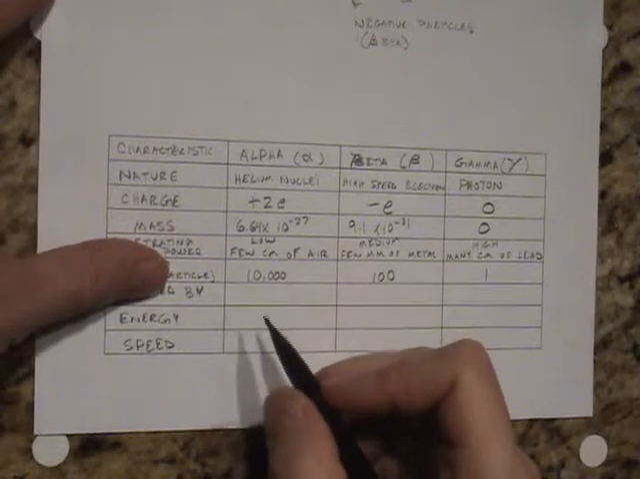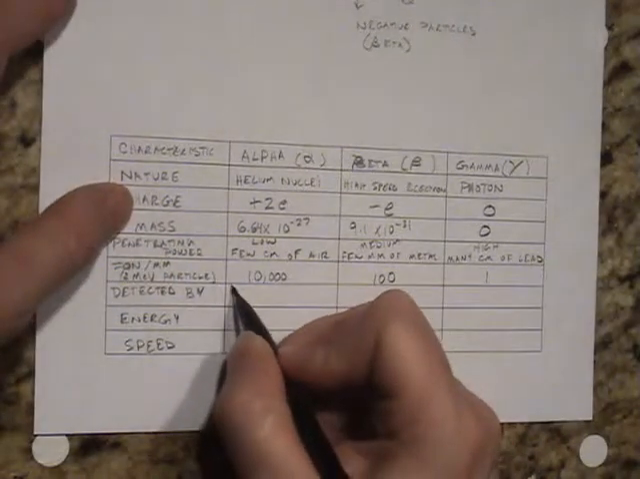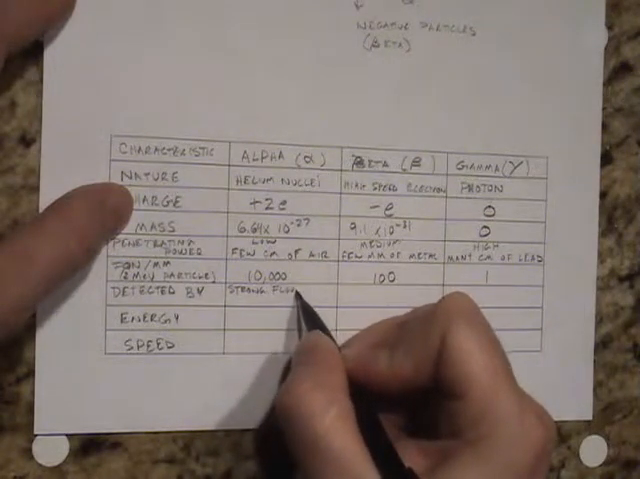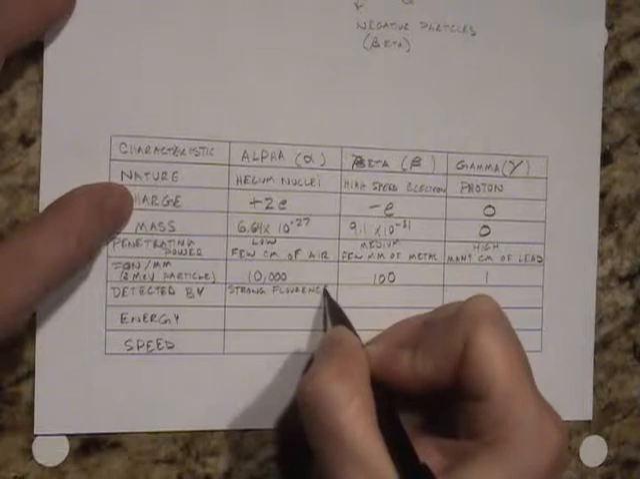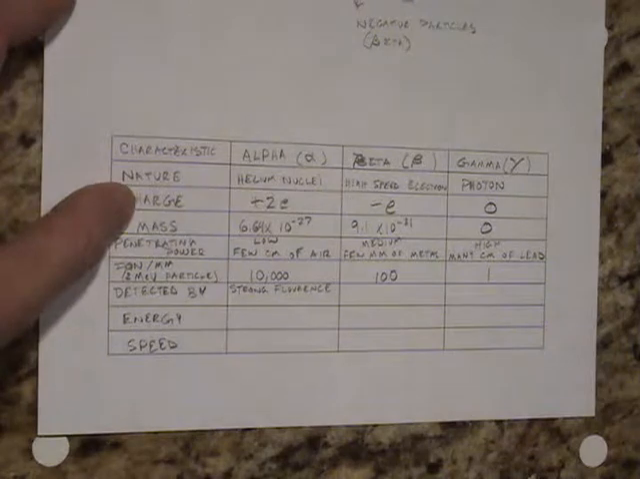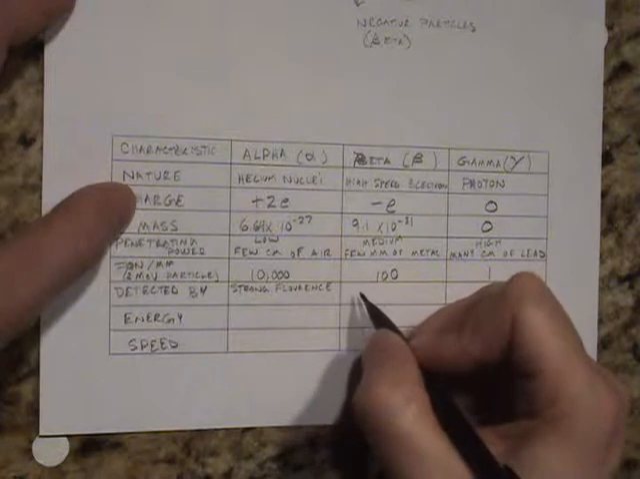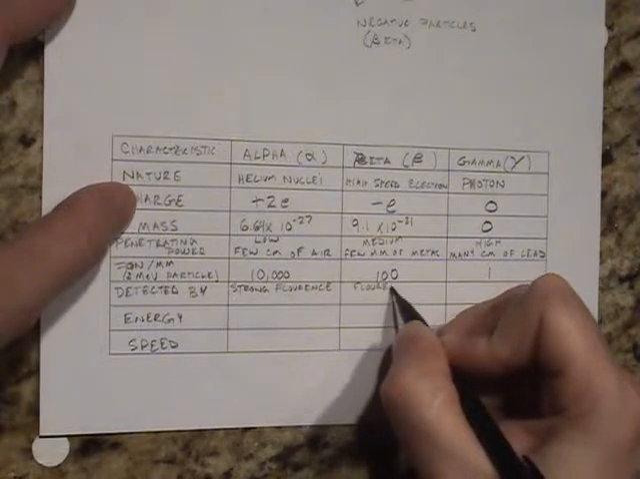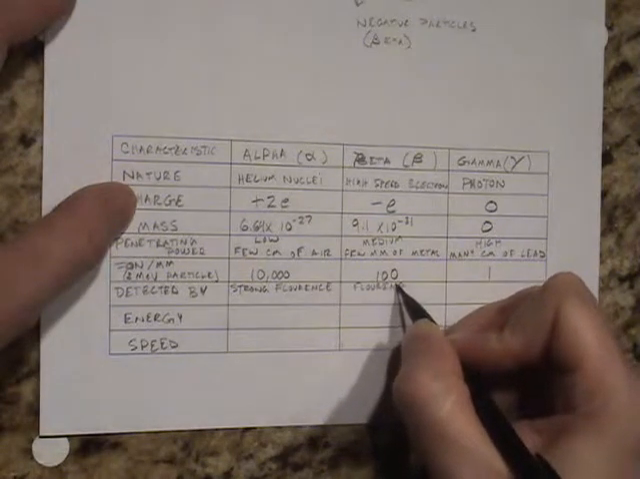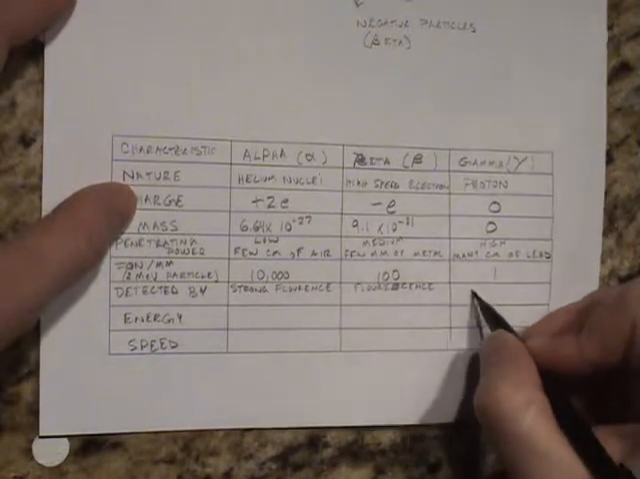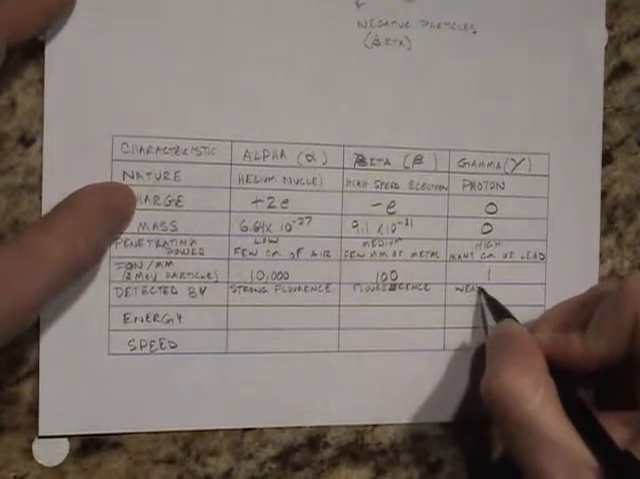When we detect these particles, we find that the alpha particle has a very strong fluorescence. So the fluorescence that we're talking about is when the particles strike the cathode ray tube, essentially the TV screen. They leave a very bright mark, whereas the beta particle also causes fluorescence. It's not quite as strong. And then the gamma ray particle does cause fluorescence, but it's much weaker.